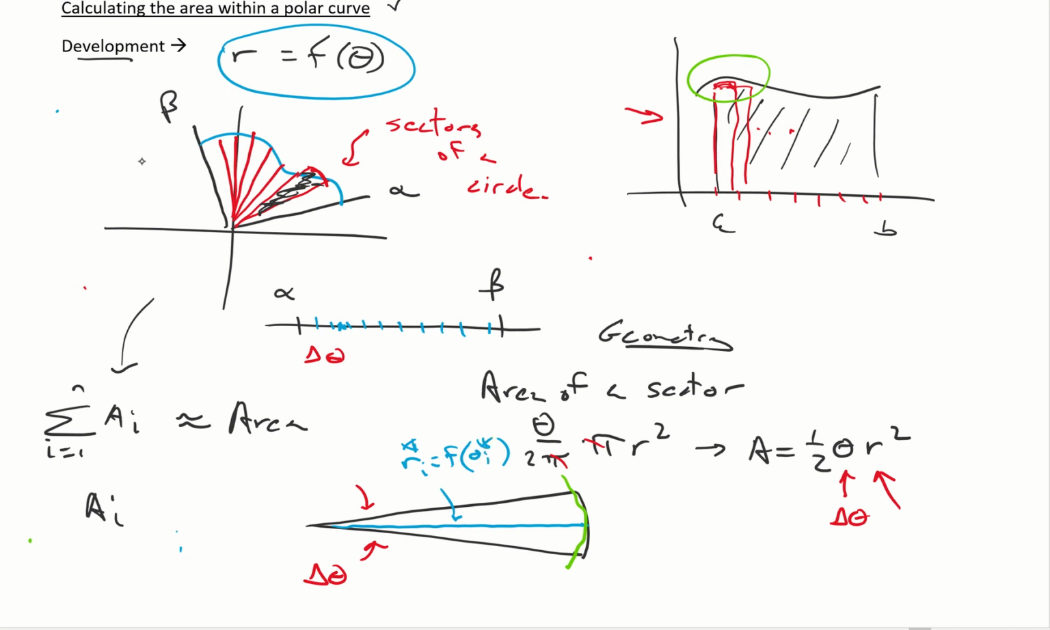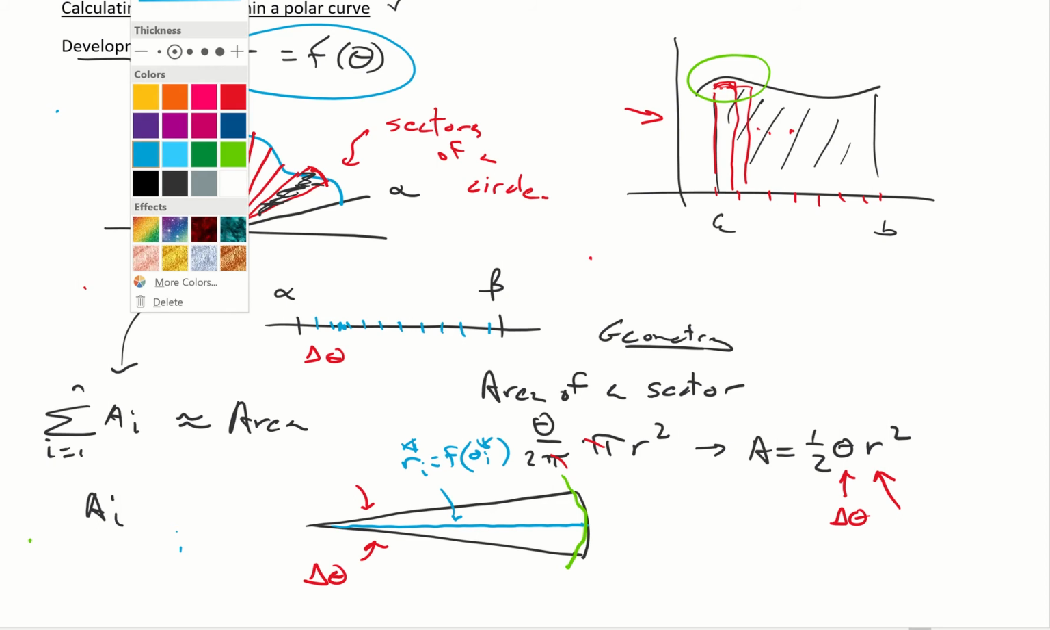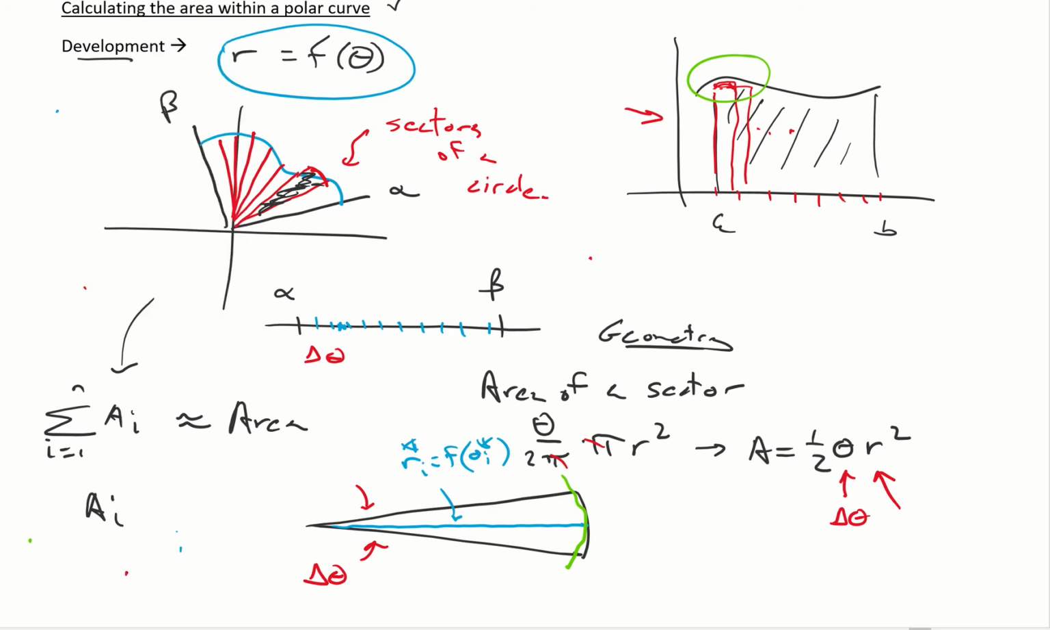Okay, so the radius of the circle is r, but it's found by plugging in theta sub i star into the function. That's how you deal with polar coordinates. That's how it works. You want r, you plug into the function. And so going in for r over here would be f of theta sub i star.